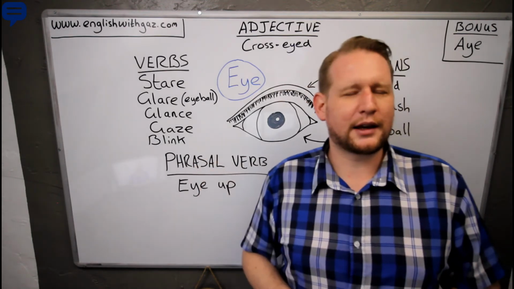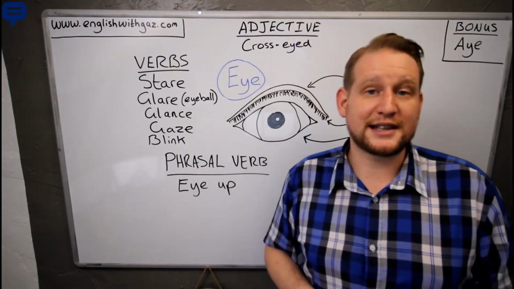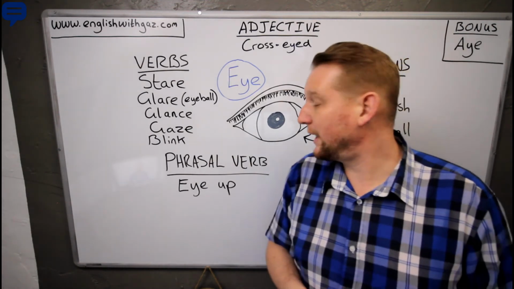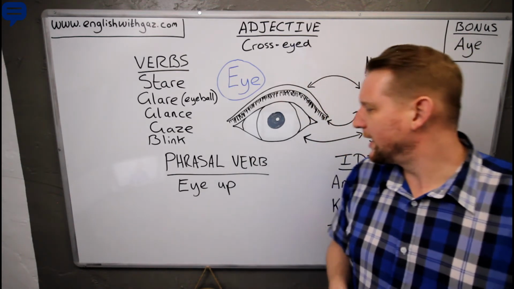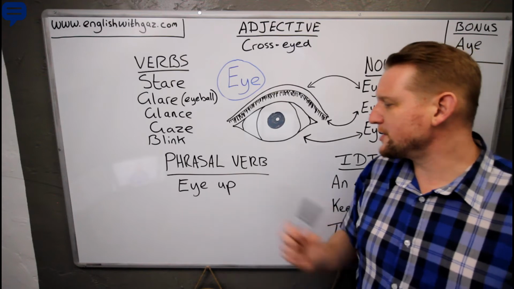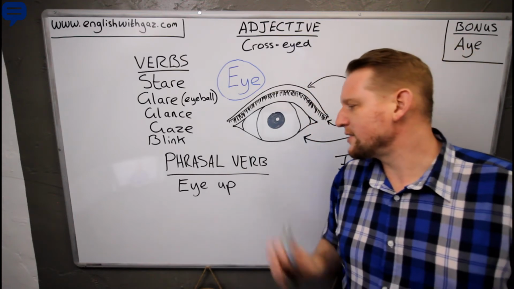And of course blink. That thing we do involuntarily several thousand times every day is to blink. Now I've also written down here a phrasal verb connected to the eye. So the phrasal verb is to eye up, usually eye somebody up or eye something up.